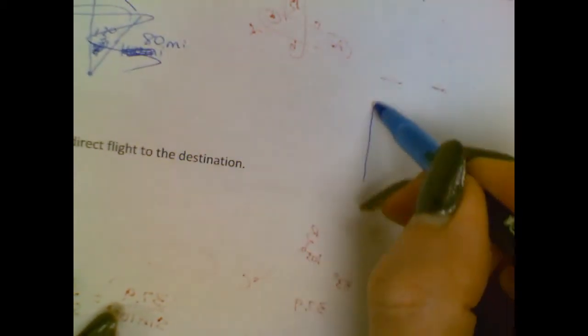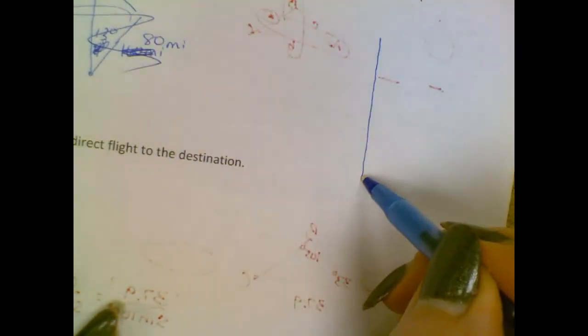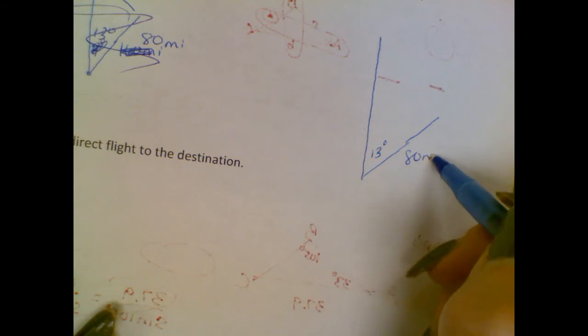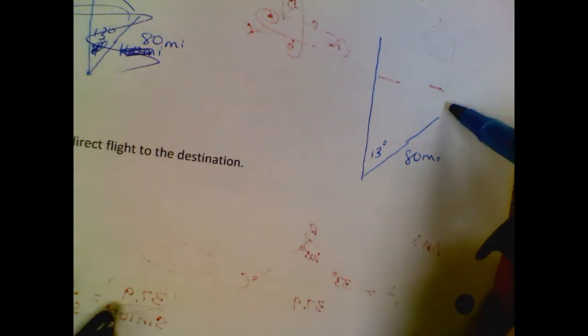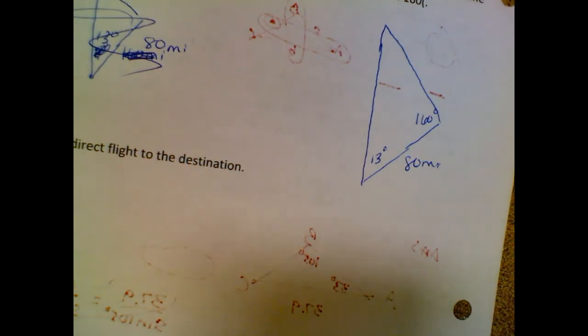Sorry. Alright, so you're supposed to fly to Canada, but there's a storm. So you're gonna veer off 13 degrees this way, and you're gonna fly this for 80 miles. After you feel like you've avoided the storm long enough, you're going to turn and head to your destination, and that angle is gonna be 160. So what is the third angle?